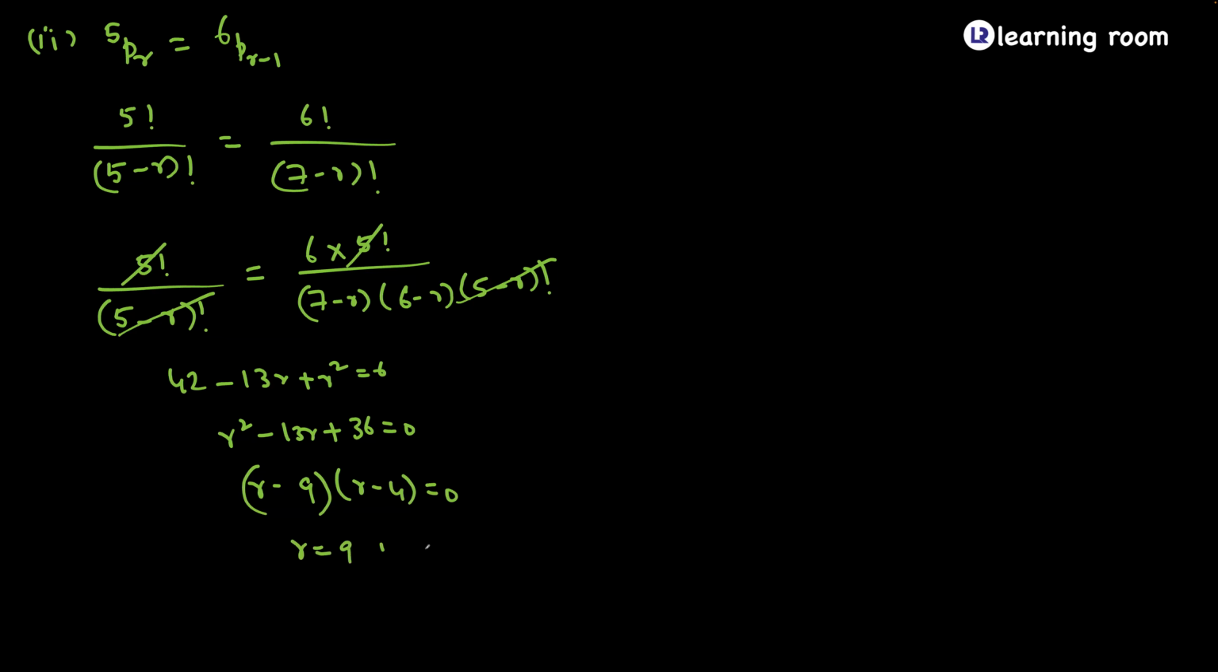So r will be 9 or 4. So 9 is not possible, so 4 will be the answer. Why is 9 not possible? Because the number of blank spaces cannot be greater than the number of available items. But what is the answer given at the back? They have given both. They didn't give 9 or 4, no. So that's why I told you that example is wrong, the one which we discussed yesterday.